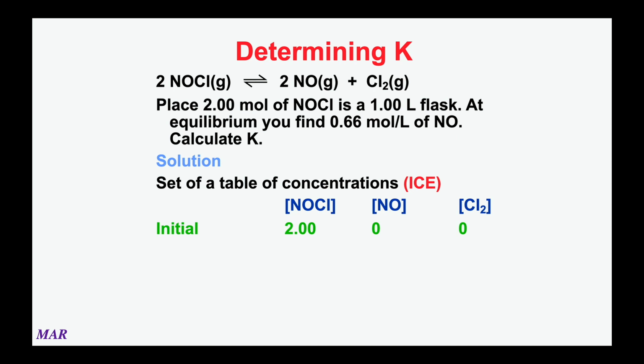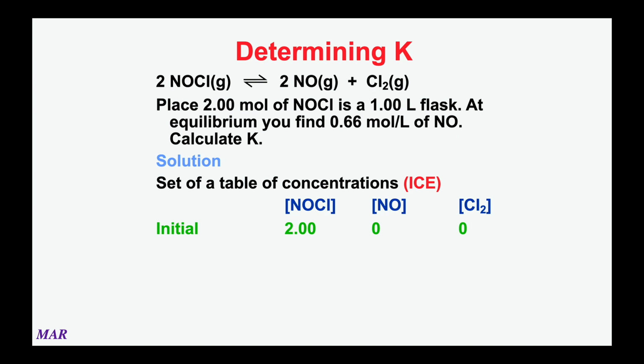And most of the time in these ICE tables, we're going to use moles per liter. So NOCl, we start with 2.00 moles in a 1 liter flask. That means the initial concentration of NOCl is 2.00 moles per liter. On the other hand, we don't start with any NO or Cl2. If you read through that problem, it says at equilibrium, we find some NO, but we don't start with any NO. So both NO and Cl2 are 0.